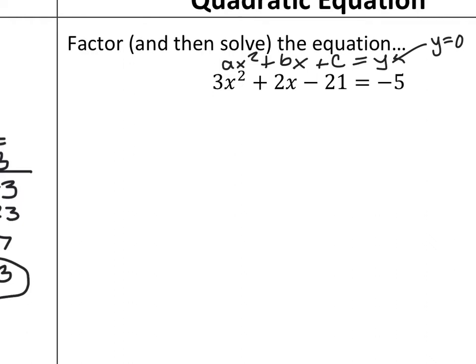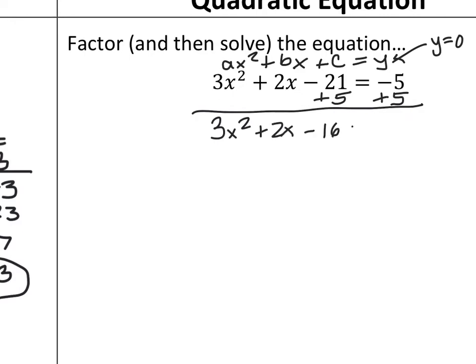So we really want 0 on one side of the equal sign because that's where the x-intercepts are going to happen. Consequently, in this very first problem, we have a -5 on the right-hand side, and we need to move that over to the left side. So we're going to use our inverse operation, and we're going to add that to its only like term over here on the left. So we're going to end up with 3x squared plus 2x minus 16 equals 0. And that's what we want. It's this 0 here that's going to allow us to get those x-intercepts.